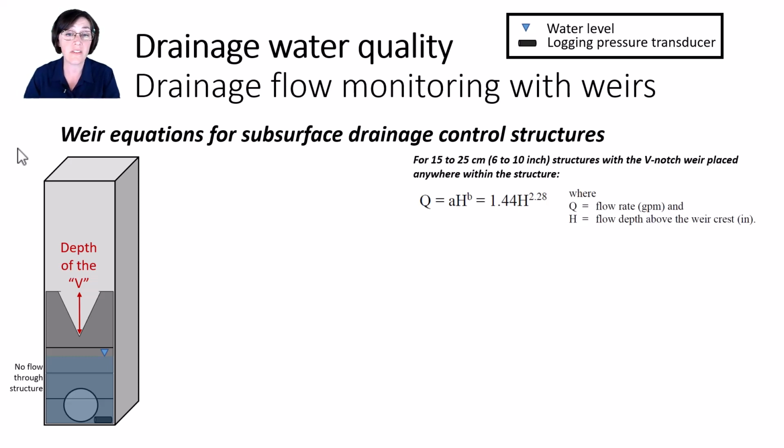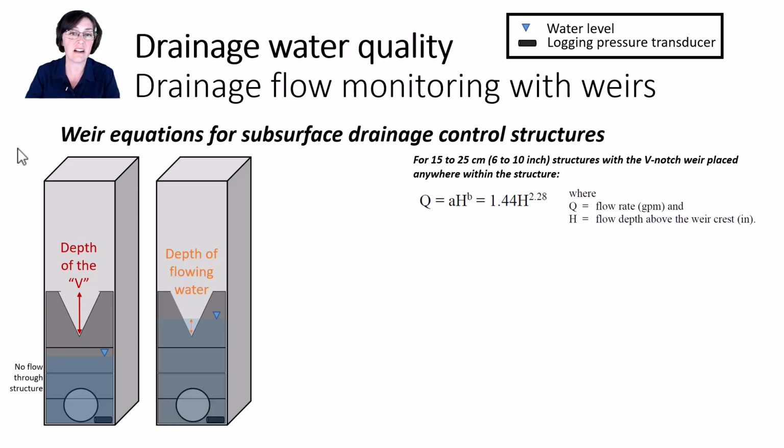Even though this is obvious, mathematically you can also prove this by putting 0 in for H in this V-notch weir equation: a water height of 0 raised to the 2.28 power times 1.44 equals 0 gallons per minute.